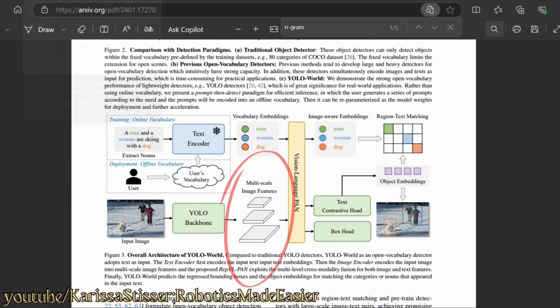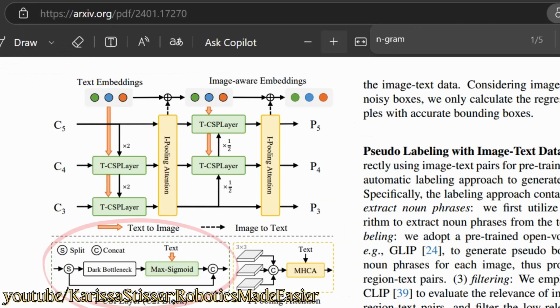RepVLPAN also takes in the multi-scale image features from the YOLO v8 backbone and neck, which we talked about earlier. The RepVLPAN really helps fuse the image features and text embeddings. With the feature pyramids with multi-scale image features used in YOLO v8, it adds a text-guided CSP layer and image pooling attention to further enhance the interaction between image features and text features.